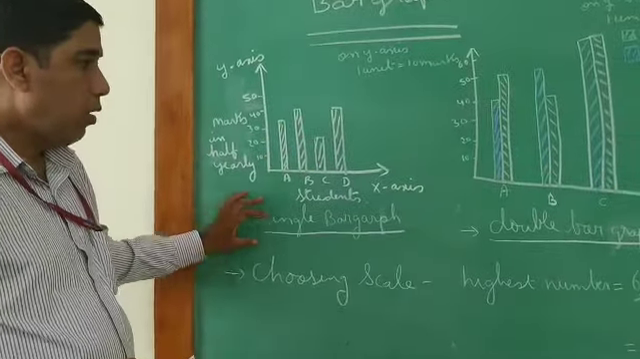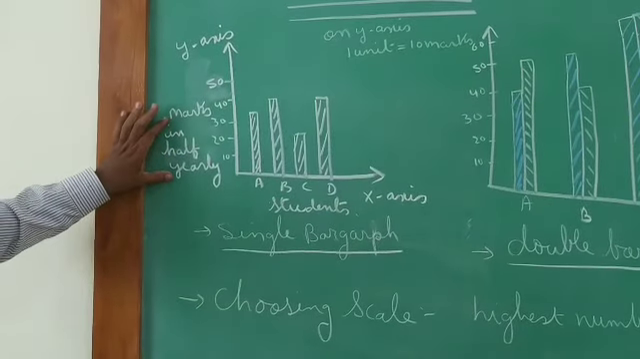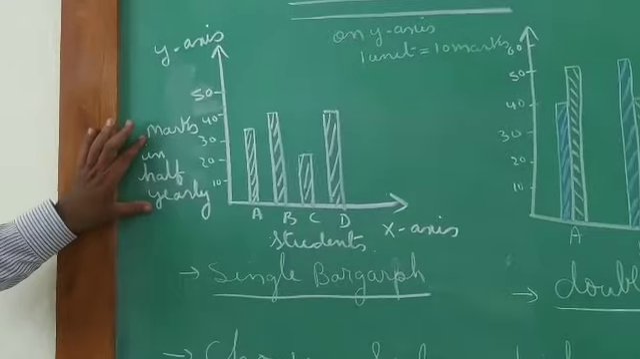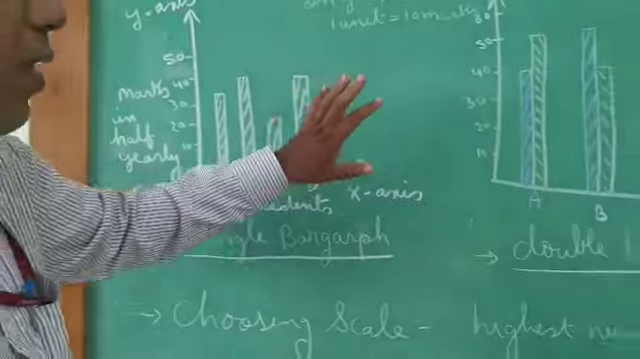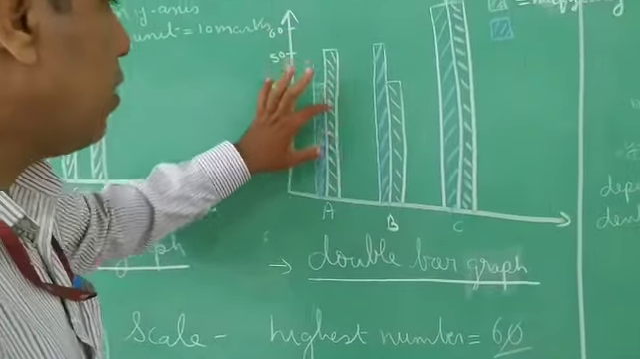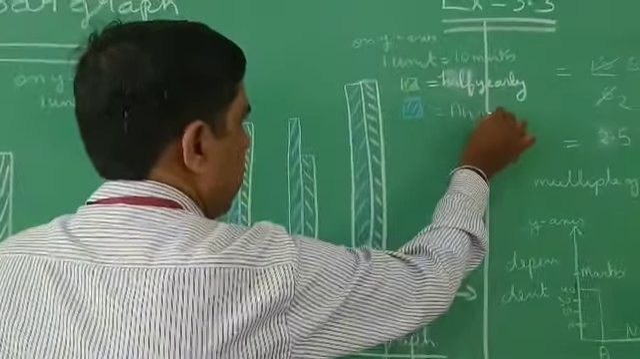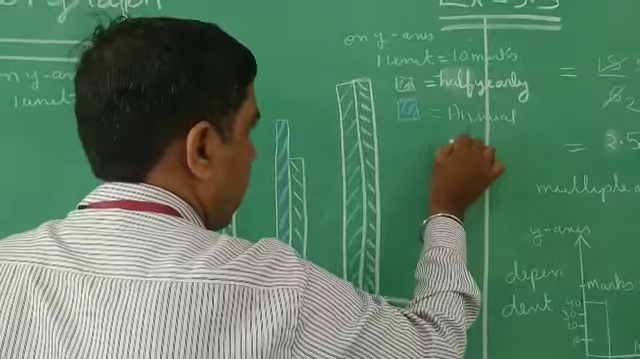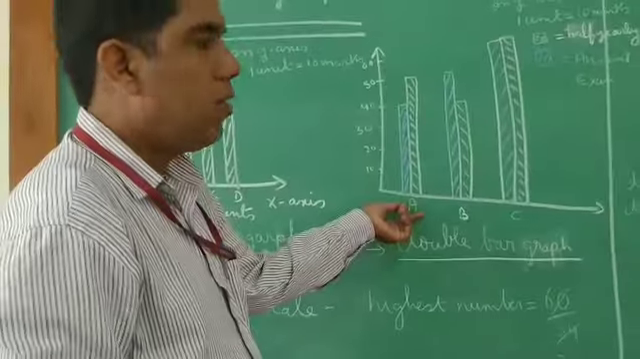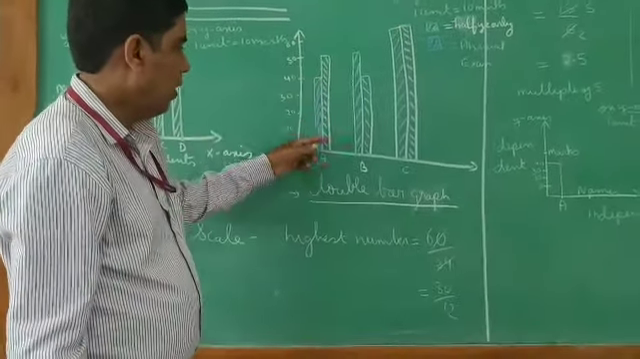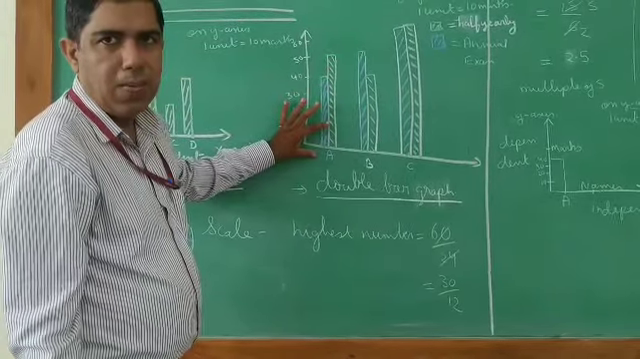Now as I discussed with you, see here the marks are given. This is the marks in half yearly exam. But suppose I want to compare the marks in two exams. For example, here green is showing half yearly, and suppose I write this as the annual exam. So you can compare student A: the annual marks are 40, and the half yearly marks are 50. So comparison can be done in a double bar graph.